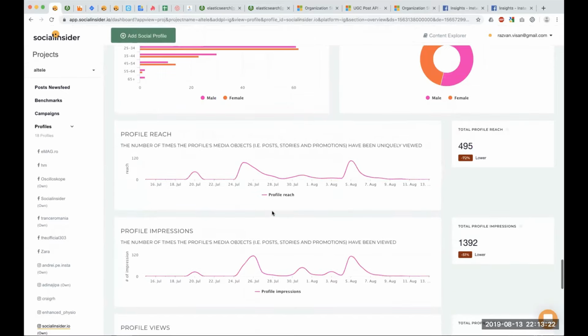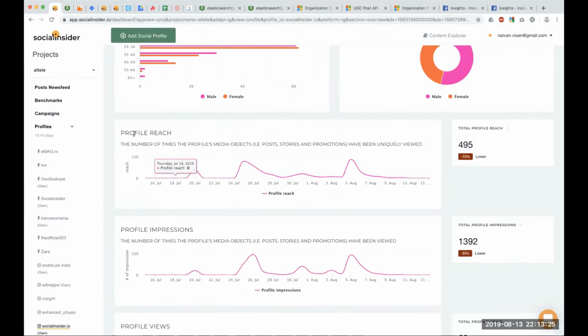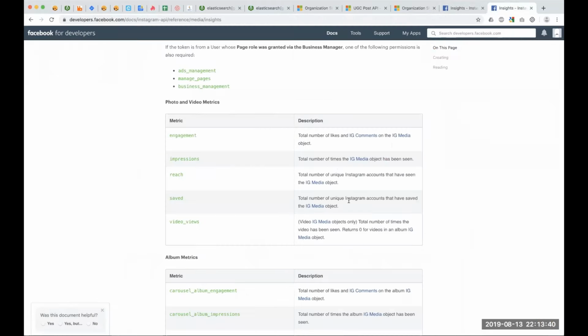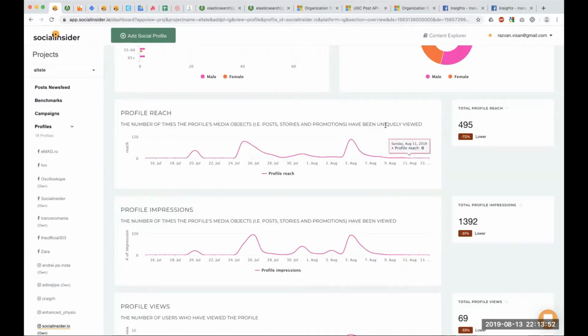Moving on to profile reach. So profile reach is the number of times the media objects, post, stories, and promotion has been uniquely viewed. I think how they phrase it in the API, it's better how they phrase it in the posts. So it's the number of unique Instagram accounts that have seen the media object. So in this case, as in any reach metric, it is not uniquely viewed. Uniquely means here unique eyes, if I can call them that this way. So you can see here the distribution of the reach.